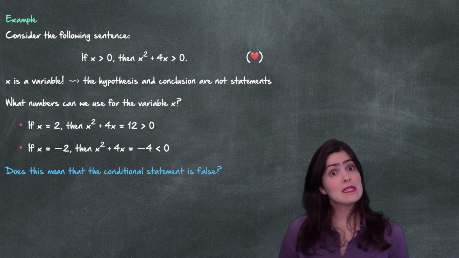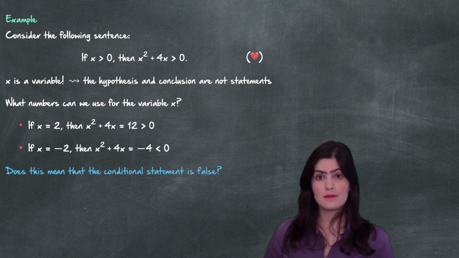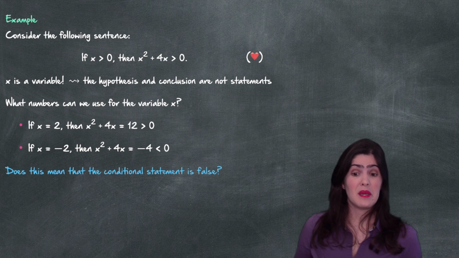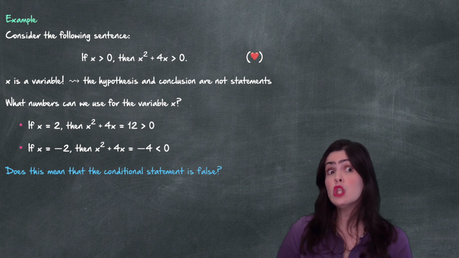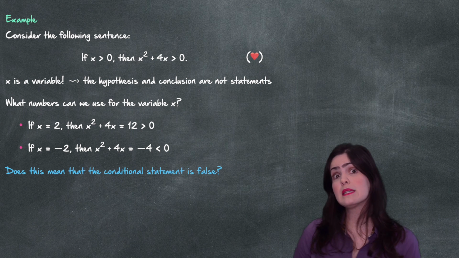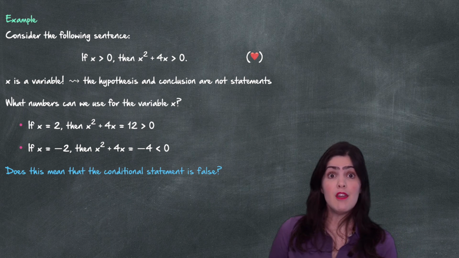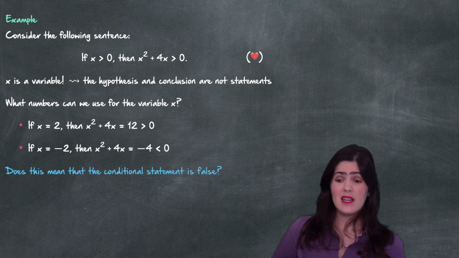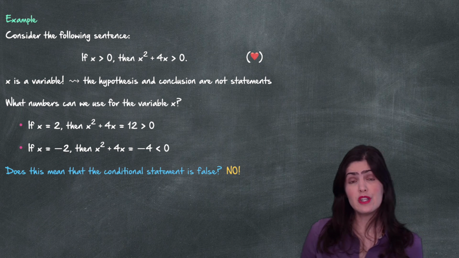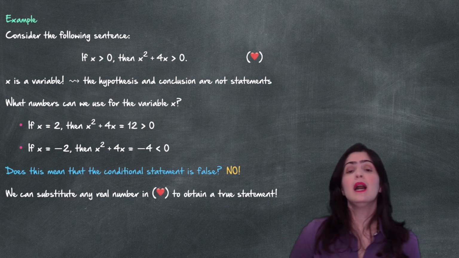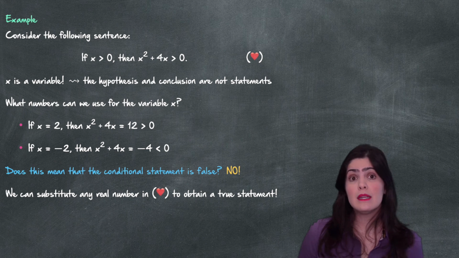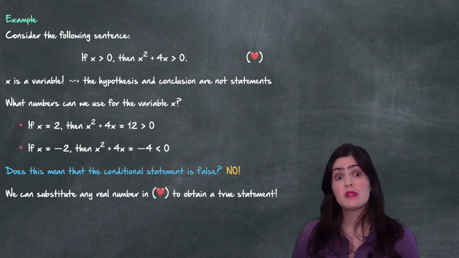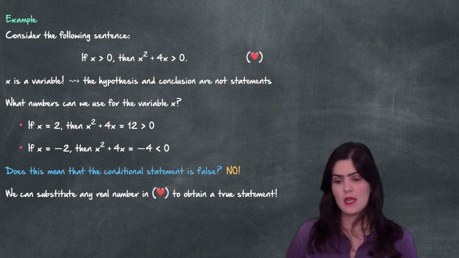Now, does this mean that the conditional statement is false? No, not really. Remember, here negative 2 is not greater than 0, so the hypothesis is false, therefore the whole statement is true. So, it's not false, it's actually true, and we can substitute any real number into that sentence, that predicate, to obtain a true statement.